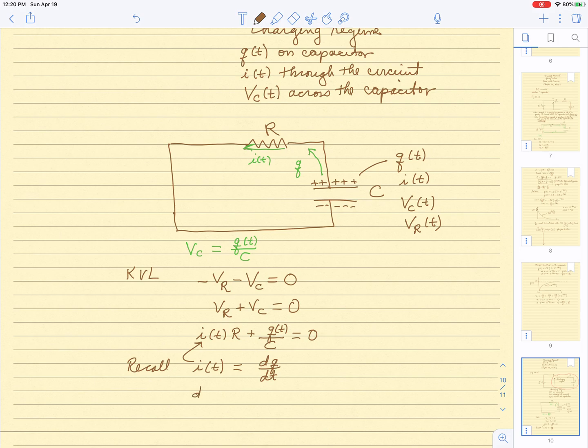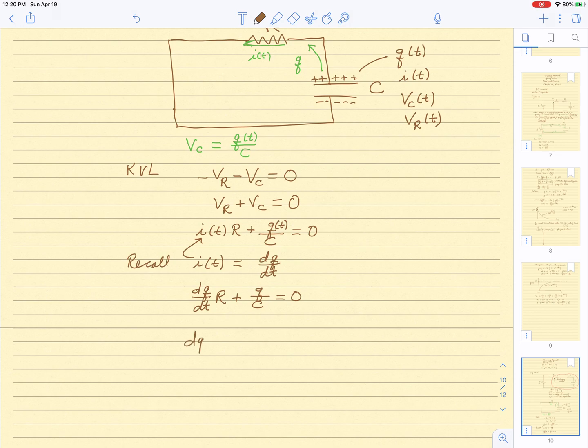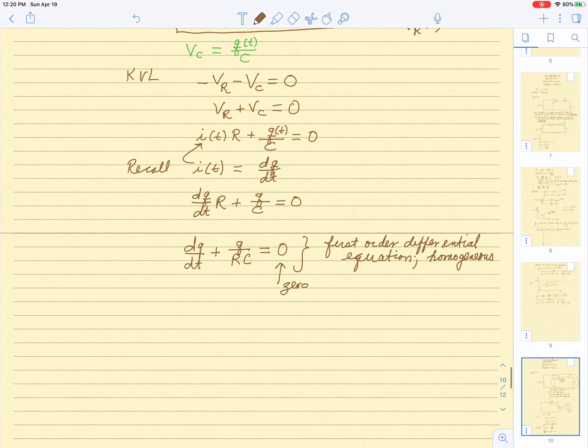And then we're going to have dq/dt times R plus q over C is equal to 0. Or we have dq/dt plus q over RC is equal to 0. Once again, this is a first order differential equation. It's even more special since we have a 0 on this side of the equation. It's also what is called homogeneous. So it is a first order homogeneous differential equation. And the solution of this is rather simple.